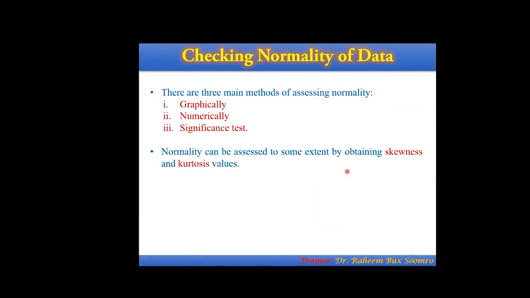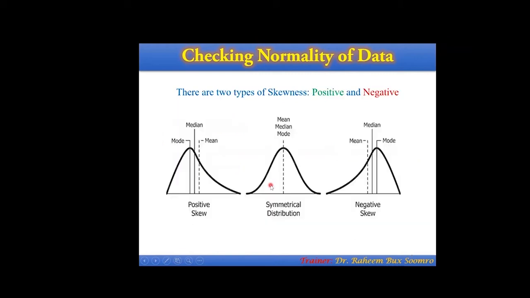And then you can check the normality of your data through graphs, numerically through a table, and through a significance test. Alternatively, you can go for kurtosis and skewness. So these are the different tools through which you can check the normality of your data.